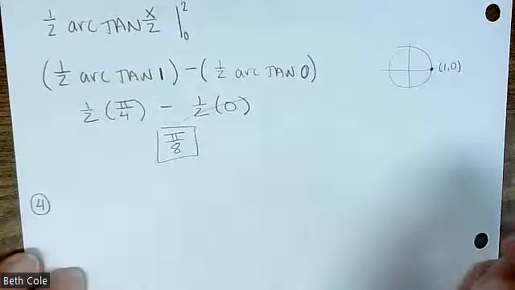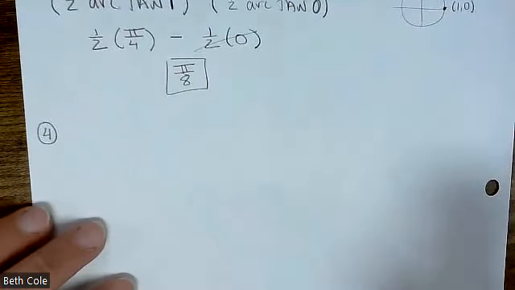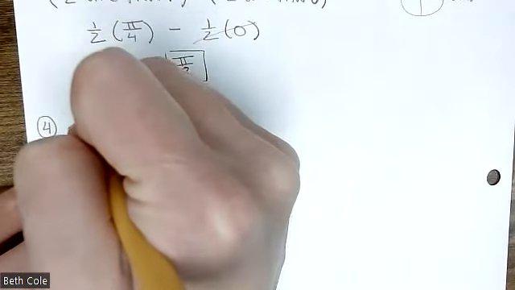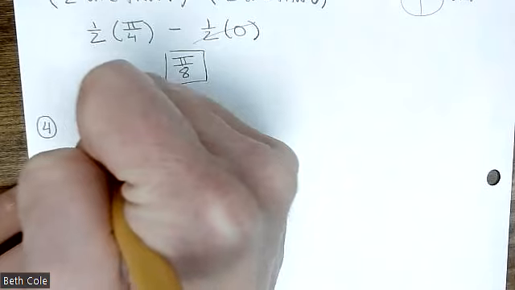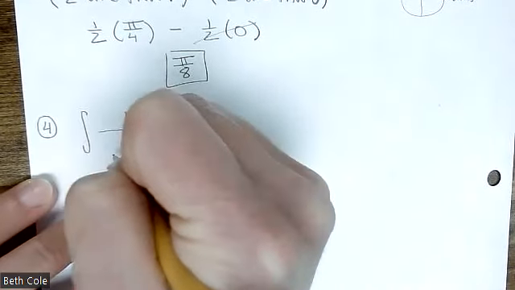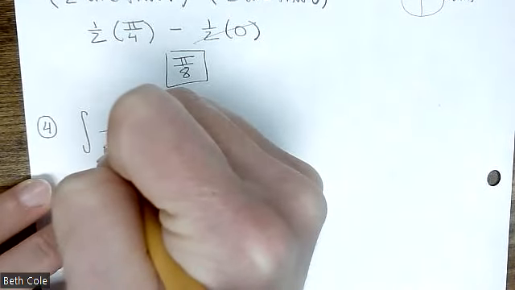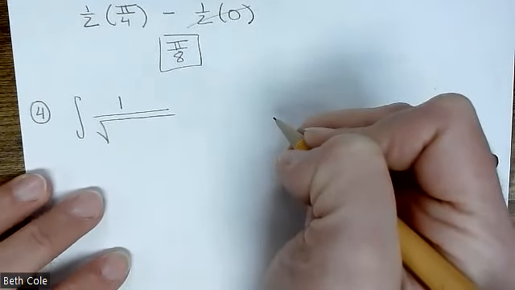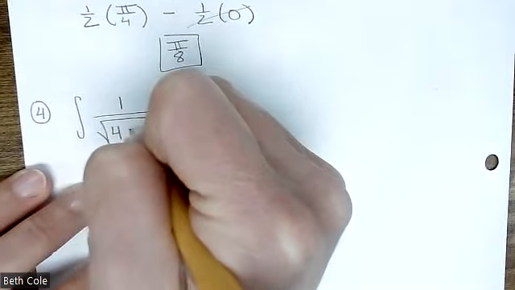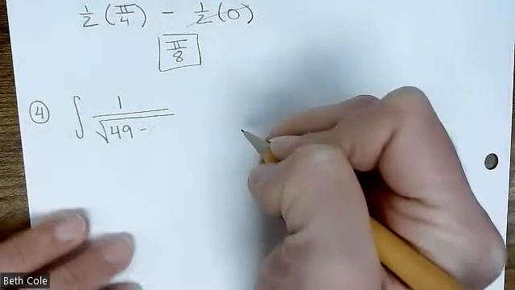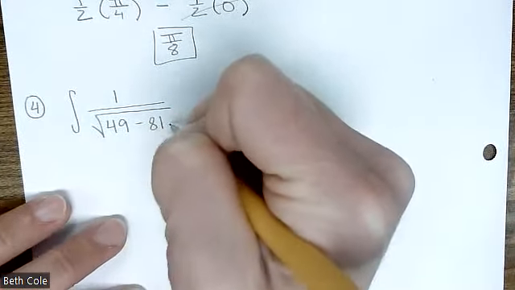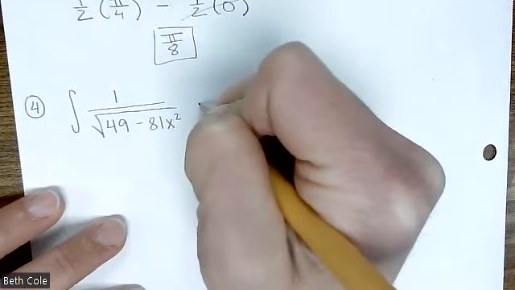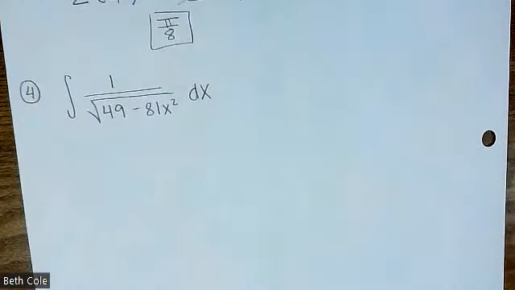I'm going to have you guys try one. I'm going to write it up here and then I'll hit pause and have you try one with your group, okay? I will not put boundaries on it. All right, give me a perfect square. Or 49. Do minus 81 x squared dx.